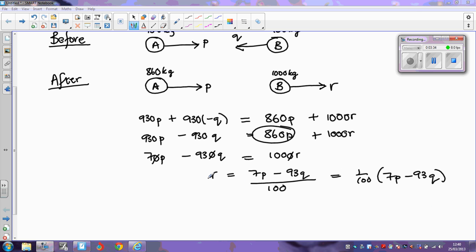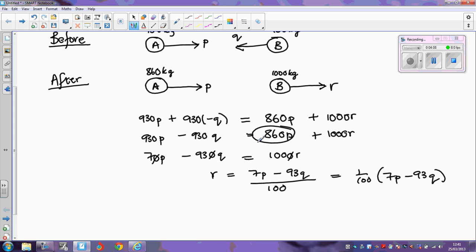Now, if we look at our answer here, that is assuming that r is actually to the right. What are we told? The speed and direction of punt A remains unchanged. The speed of punt B, which before was moving to the left, we're told has now reduced. So I think we're going to have to assume that it's going in the same direction. So if r is to the right, then r is 1/100th of 7p minus 93q.